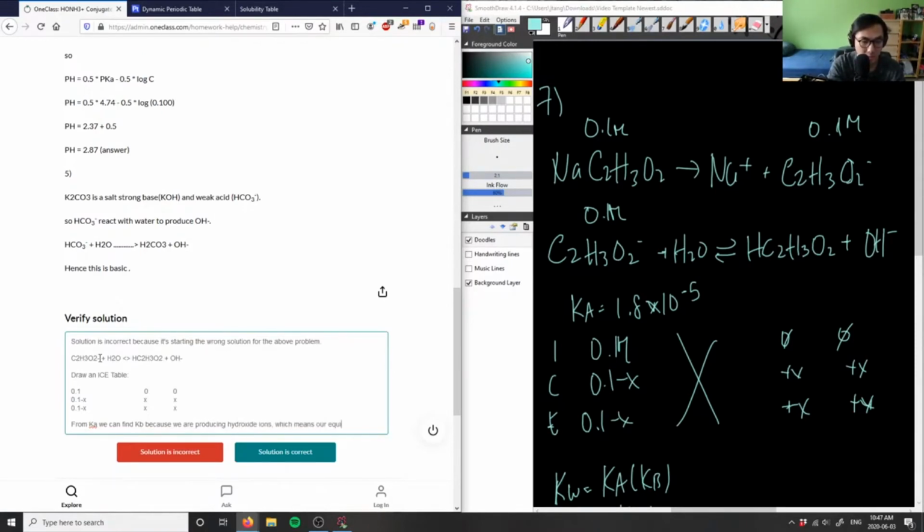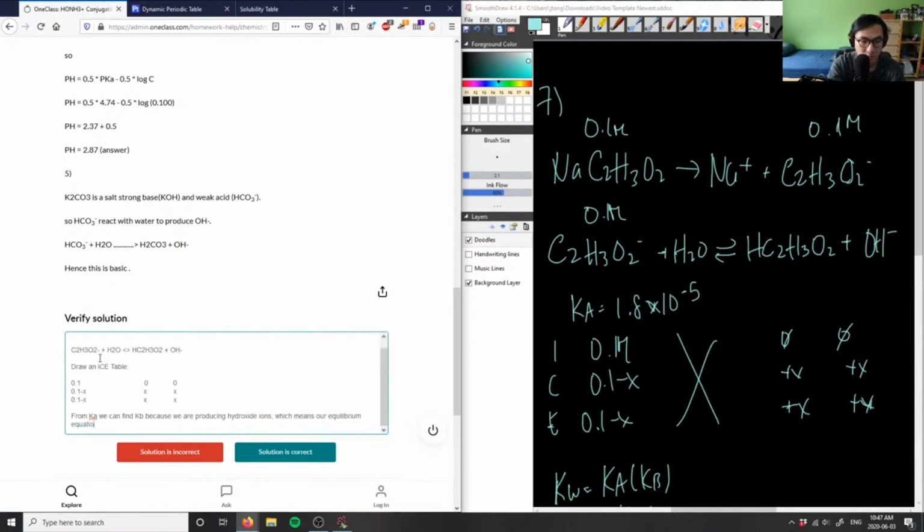which means our equilibrium equation must be in Kb. So Kw equals Ka times Kb. So Kb is going to equal Kw divided by Ka. And this here is 1.0 times 10 to the negative 14 divided by Ka, which was 1.8 times 10 to the negative 5. And this I wrote as 5.56 times 10 to the negative 10.